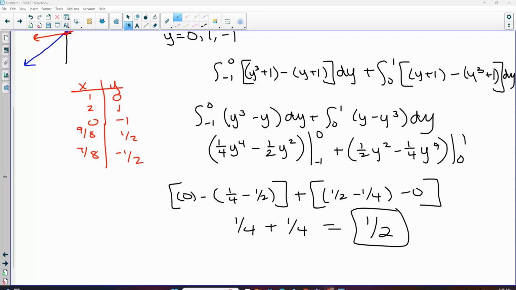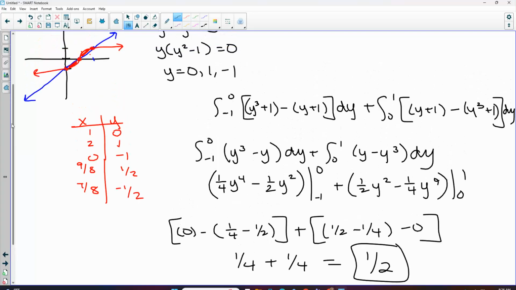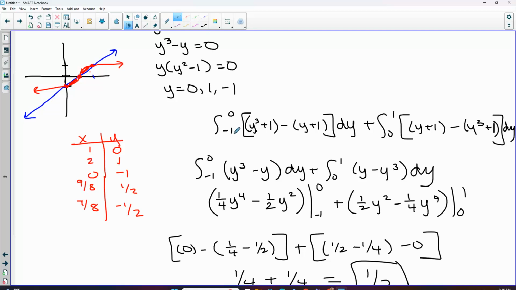What questions do you guys have for that one? When you determine which one to put where: if I did it in terms of x, you would do top minus bottom. Because I used y for my variable, these were y values, so I did right minus left because you want to have it positive.